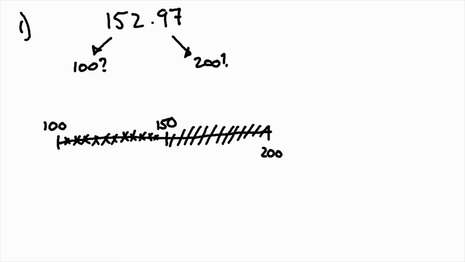So if we take our number 152.97, it's to the right of our midpoint, to the right of 150. So we can say this number is closer to 200. In the case of a question of round 152 to the nearest 100, we'd be rounding it up to 200.